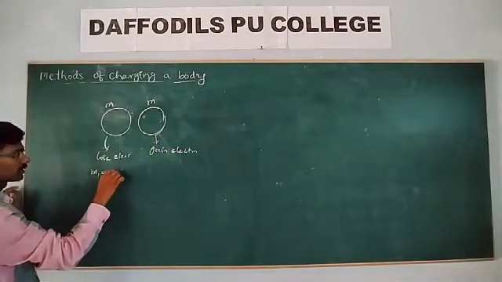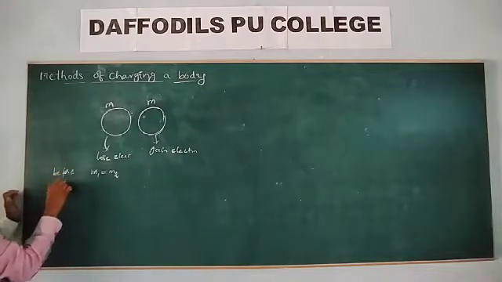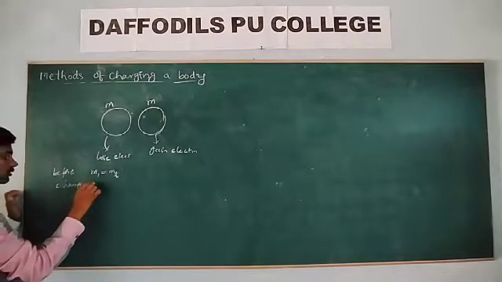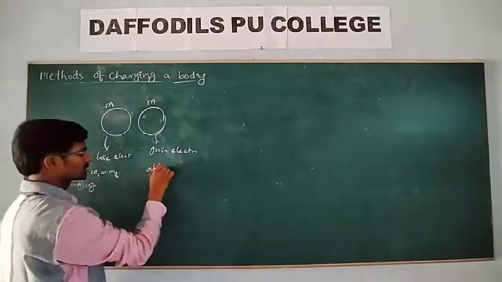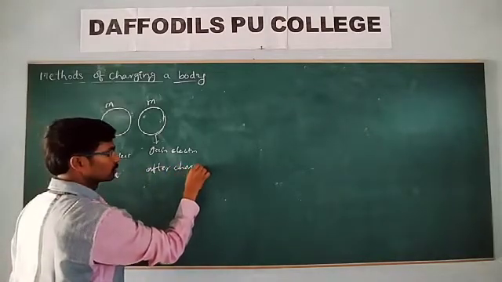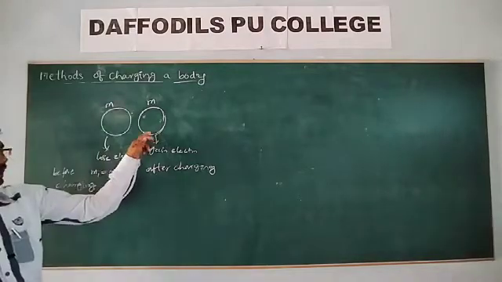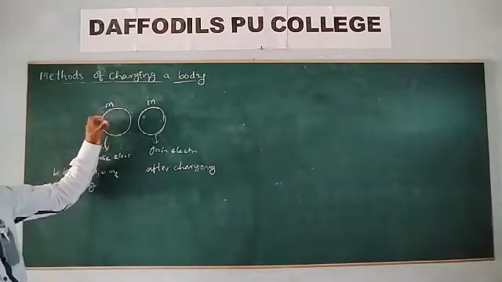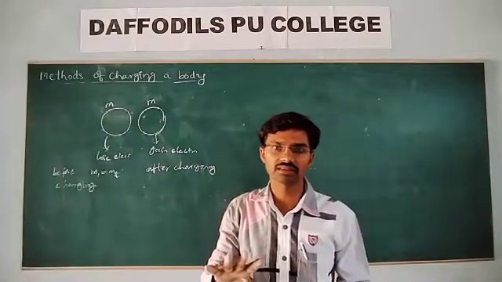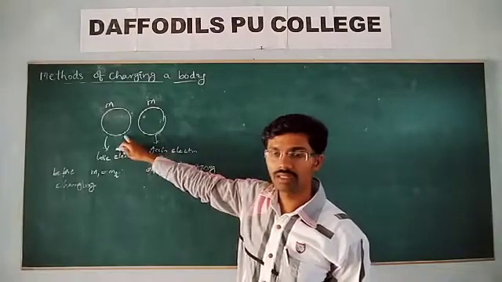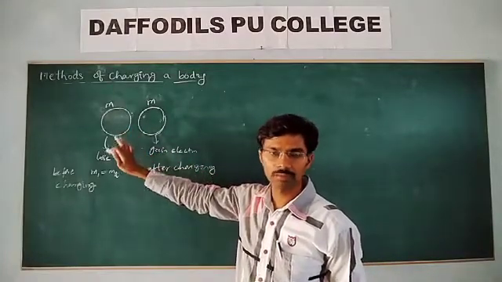Initially both have the same mass, so m1 is equal to m2 before charging. Both have the same mass. But after charging, what will be the masses? Here there is an excess of electrons, and here there is a deficiency of electrons. Then the mass where electrons are fewer is less. Initially the number of electrons in the first body and the second body is the same.